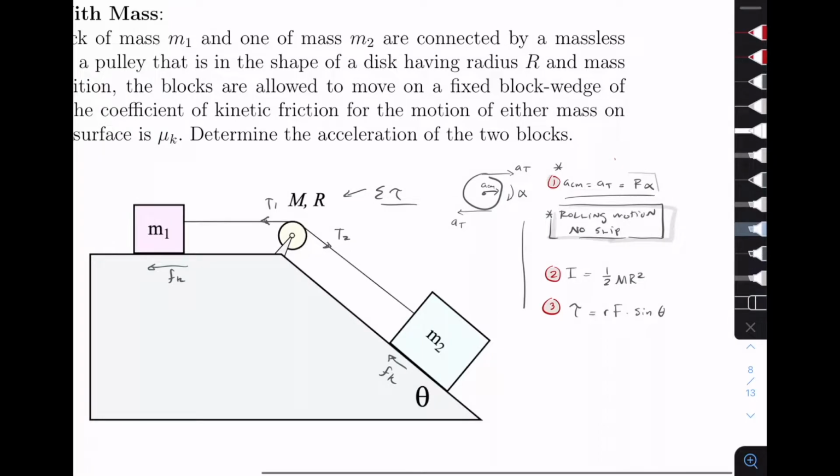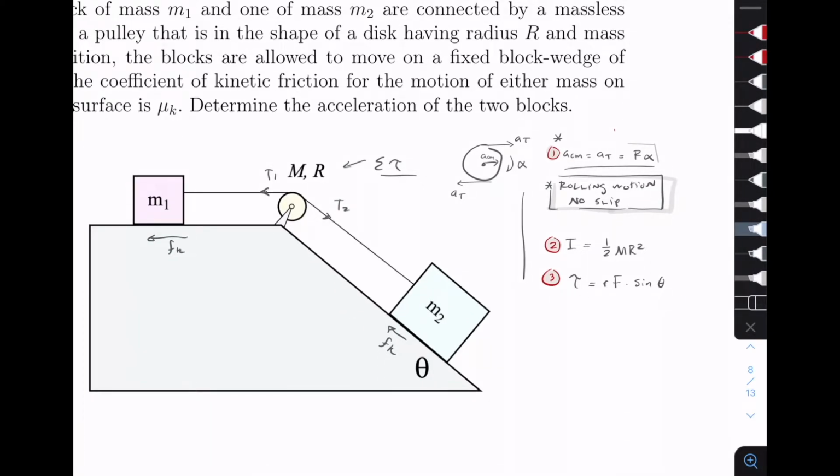So we also know that we have a pulley that is a disk. So this is the mass moment of inertia for a disk that is spinning about the center. And then this is just our general torque equation that we're going to end up using later.